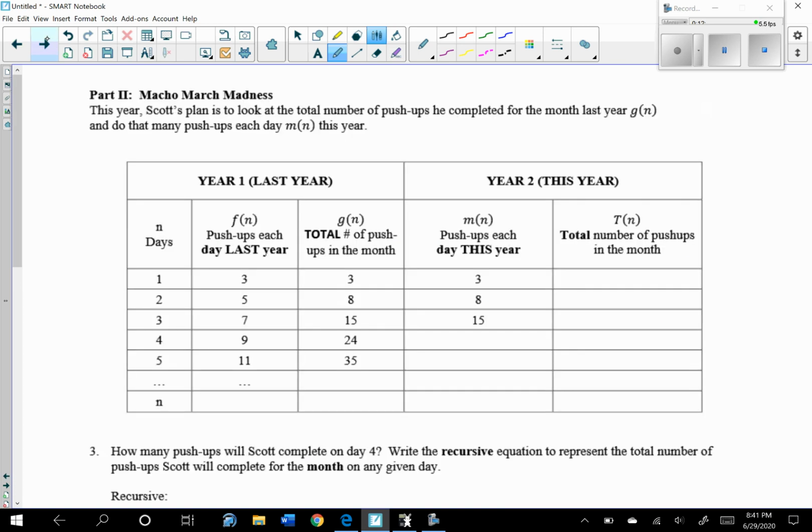This year, Scott's plan is to look at the total number of push-ups he completed for the month last year. We're going to use g of n. And to do that, many push-ups each day, m of n, this year. So we've already done the first one, f of n, we're now calling it, which was the 2n plus 1. G of n was, and we actually just did that one as well, so n squared plus 2n.